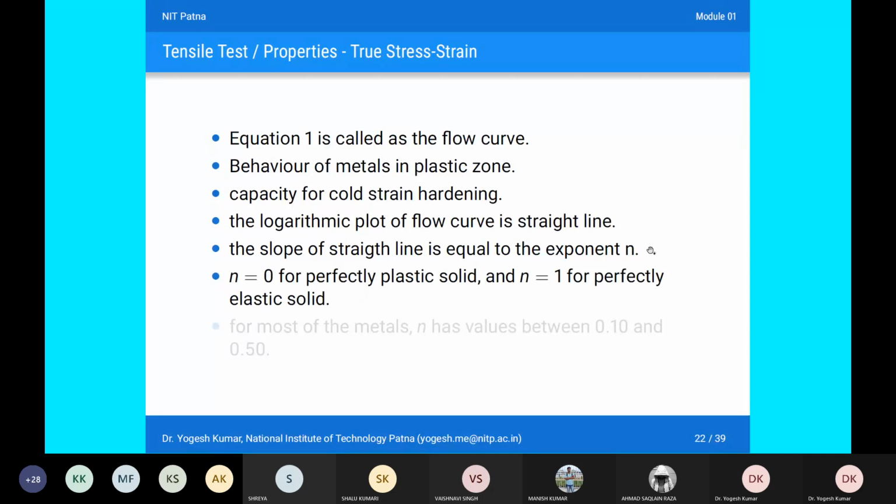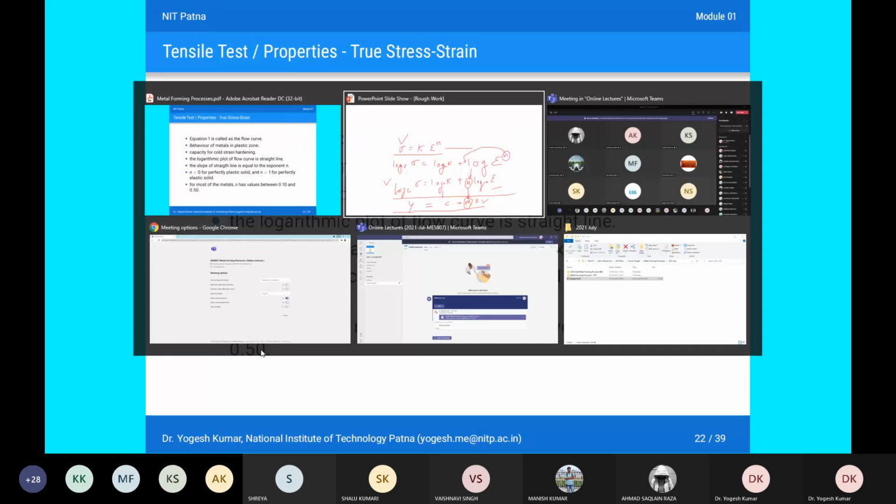Okay, so let us move on to the value of n for perfectly plastic solids as well as elastic solids. What will be the value of n for a perfectly plastic solid? The value of n is equal to 0 for perfectly plastic solids, and n is equal to 1 for perfectly elastic solids. For most metals, this value lies from 0.1 to 0.5. So this is about your flow curve.